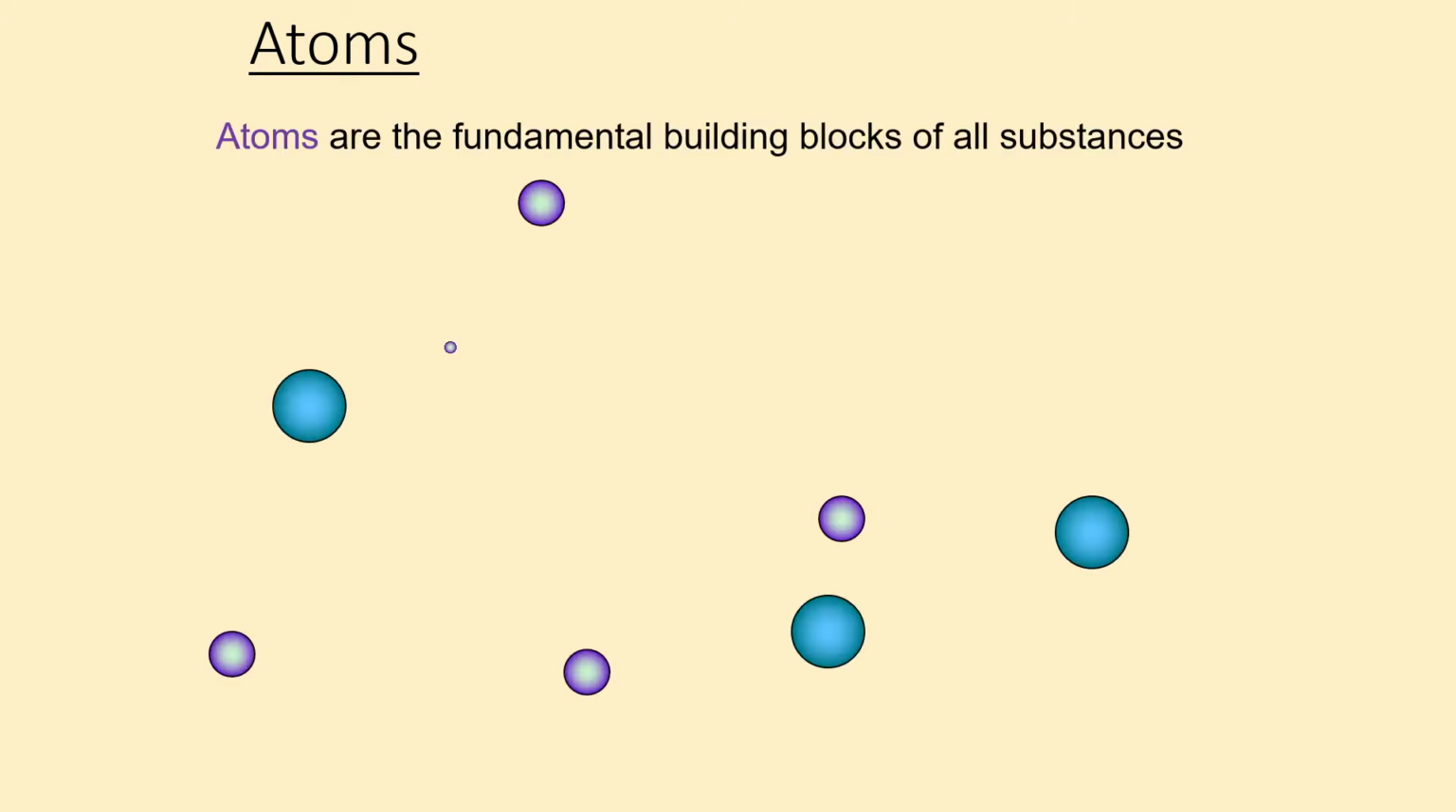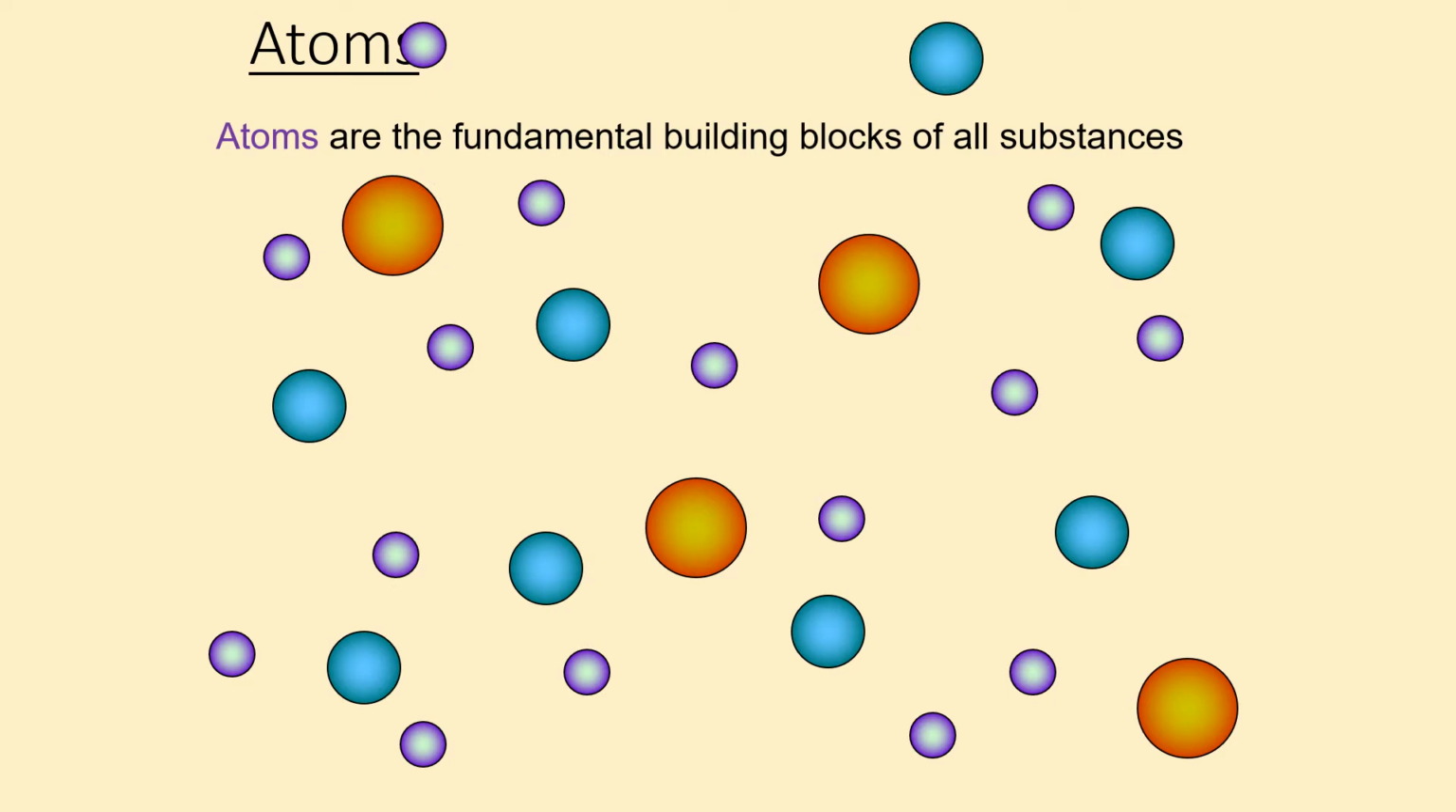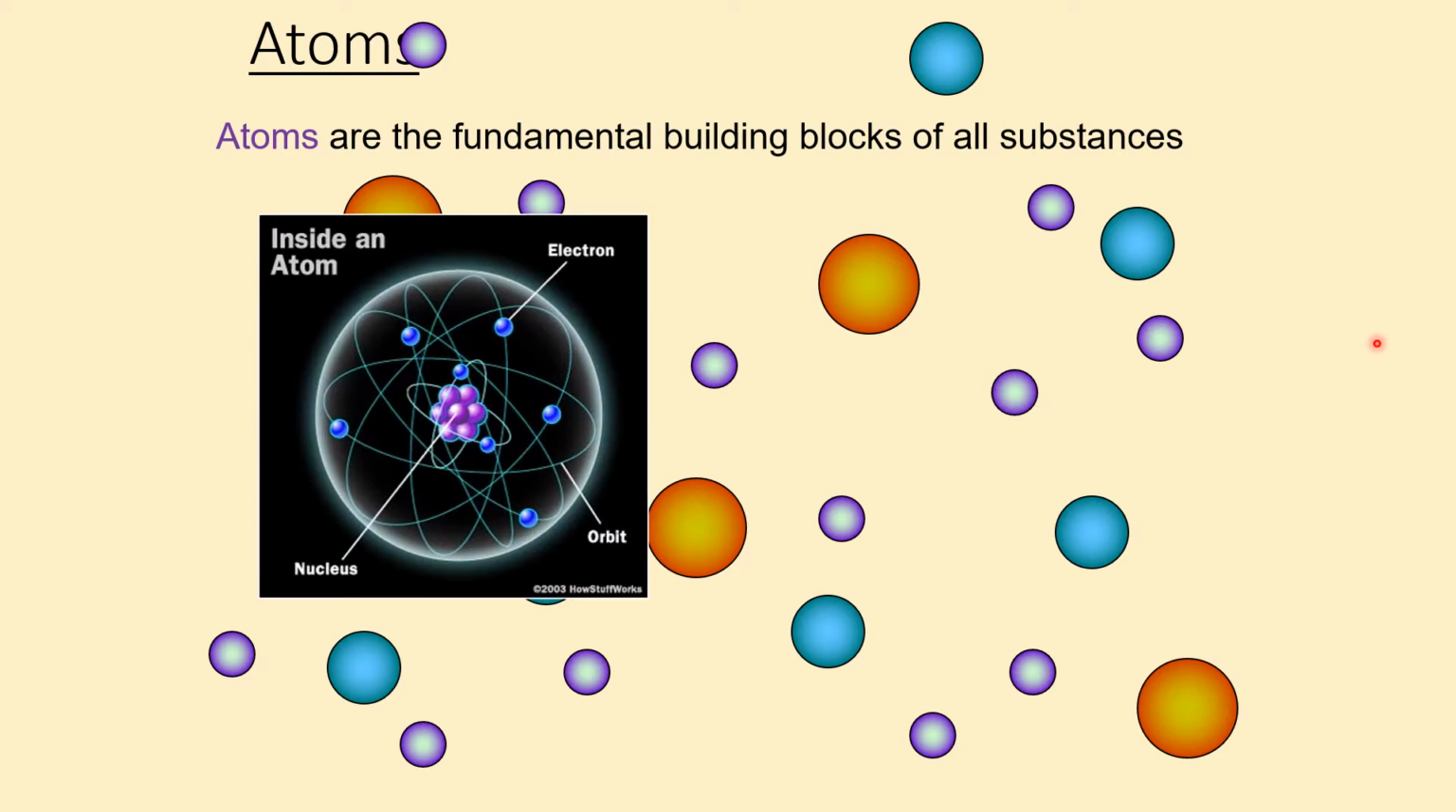So, what are atoms? Atoms are the fundamental building blocks of all substances. So here we've got a diagram of lots of different types of atoms. So this would be a mixture because we've got different types of atoms, not the same type. If they were all the same type, this would be an element.